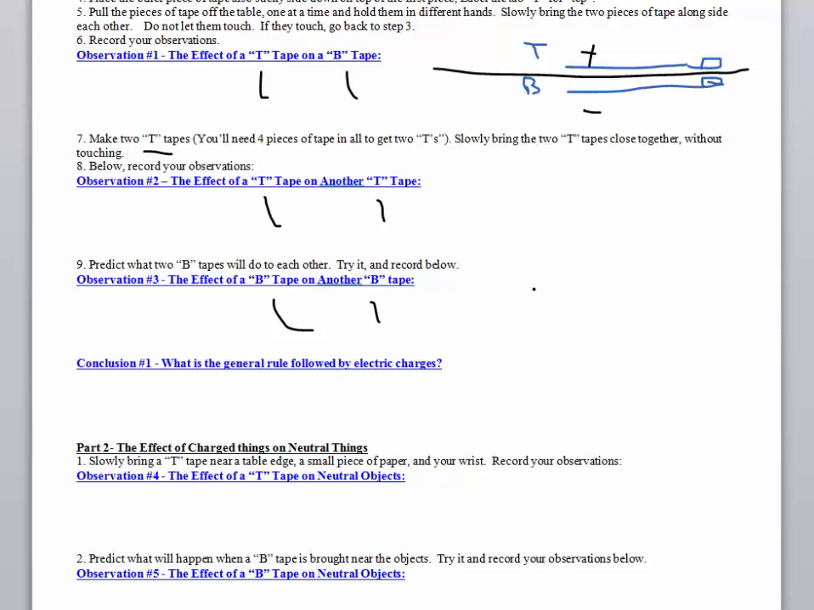Please do bear in mind not to let the tapes touch each other. Once they touch each other, charge is going to be transferred, and then the lab just won't work. So if they touch, you're going to have to reset everything.